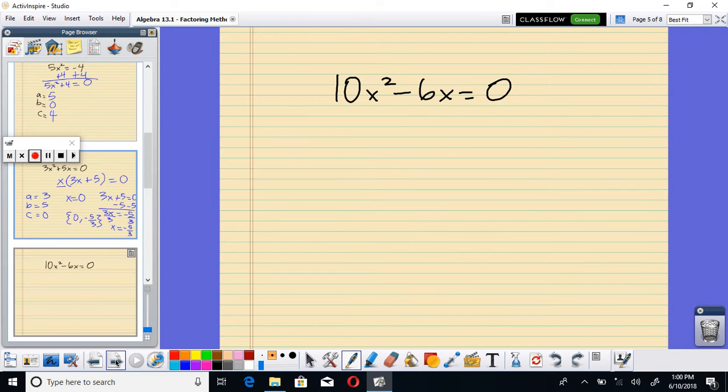One more time though. A, B, and C. I want you to solve the problem, but just for practice, tell me what A, B, and C are. Don't worry, I'll explain later what you need them for. But for the time being, find A, B, and C, and solve this using the factoring method. Okay, let's try. A is 10, B is 6, C is 0.